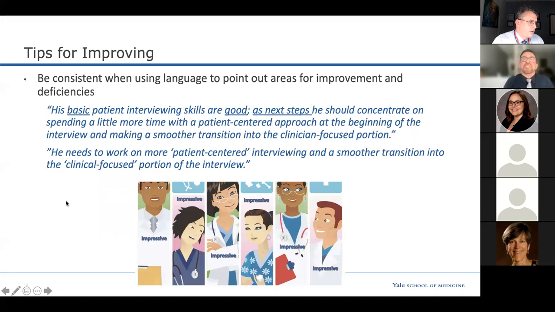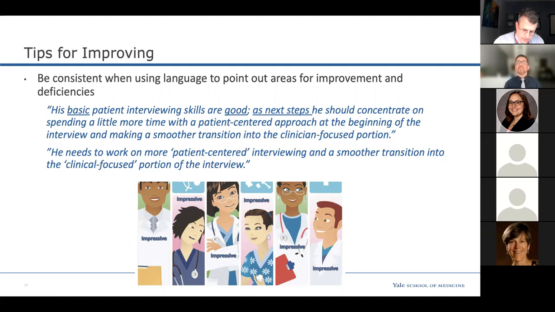Be consistent when using language to point out areas for improvement and deficiencies. So if you say something like, "His basic patient interviewing skills are good, as next steps, he should concentrate on spending a little more time with a patient-centered approach," etc. If that's what you say with reference to one person, but then with the other person, with really the same set of competencies, very comparable, you say he needs more work on patient-centered interviewing and a smoother transition into the clinical focus portion of the interview.